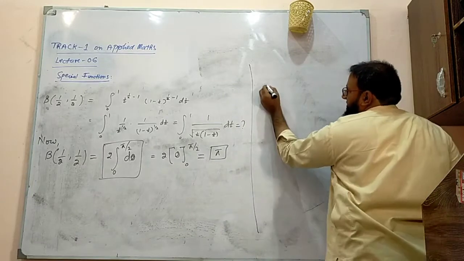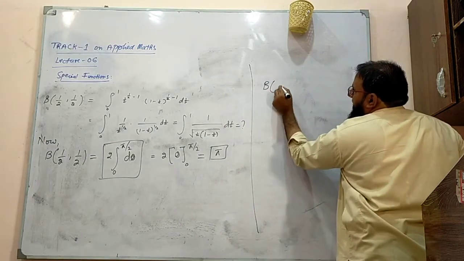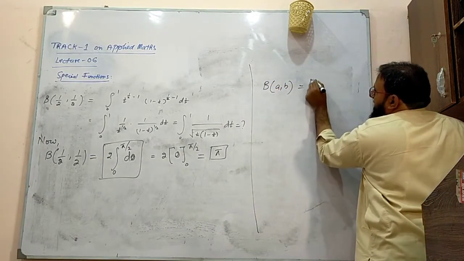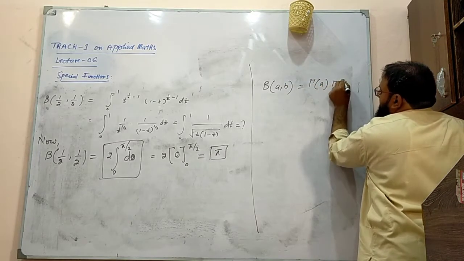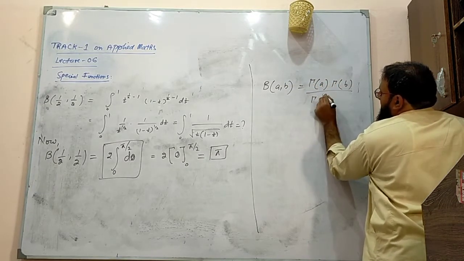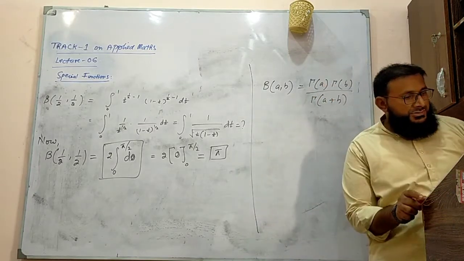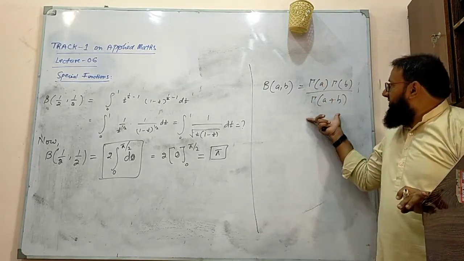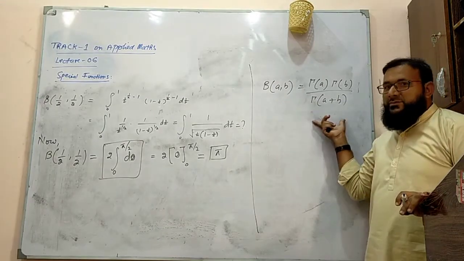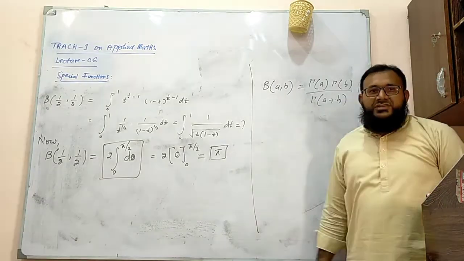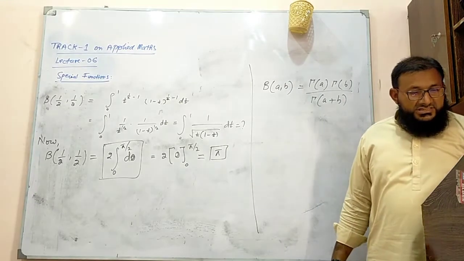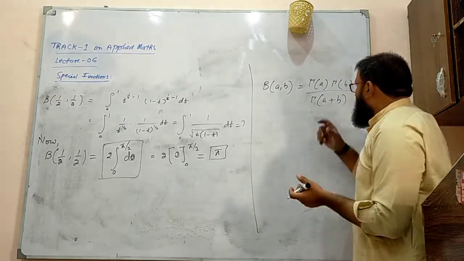Between gamma and beta function, I am simply writing the formula: beta of a comma b is gamma of a times gamma of b over gamma of a plus b. So now you can see we can define a relationship between beta and gamma function, and we can do its proof as well, but it's not necessary here because it will take a lot of time.